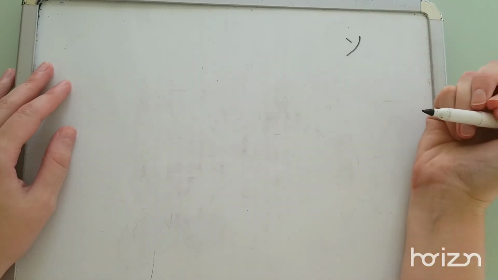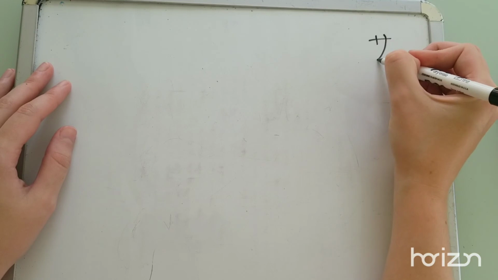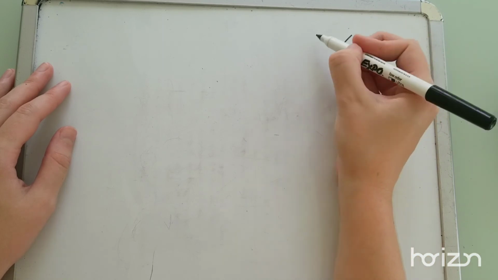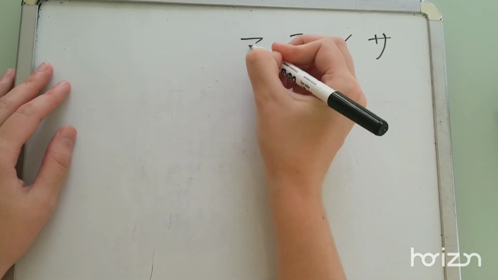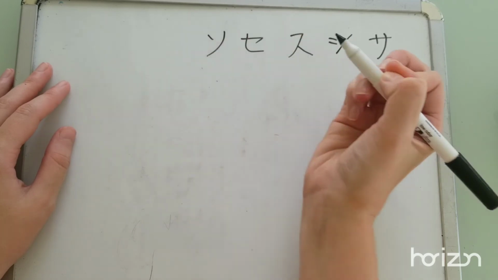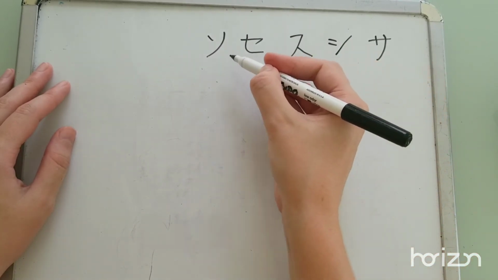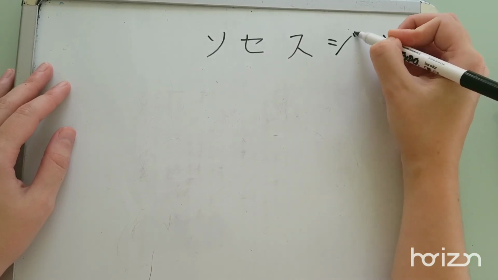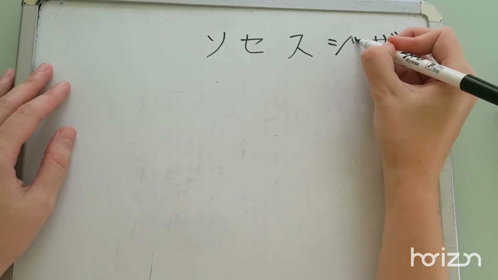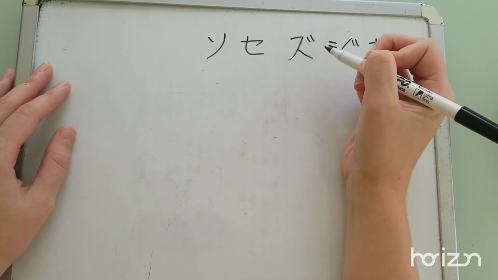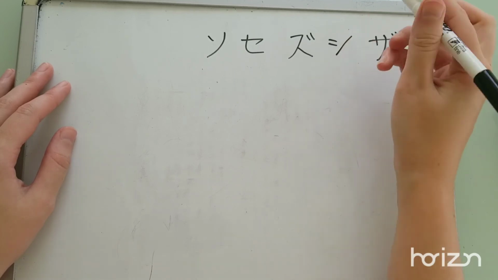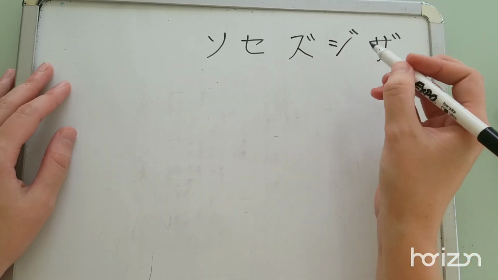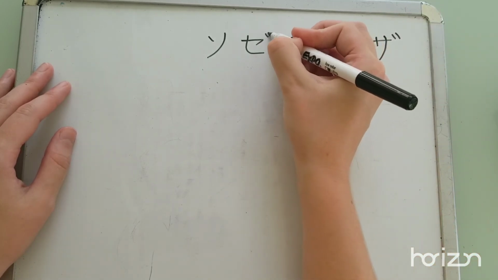So we have sa, shi, su, se, and so. Sa, shi, su, se, so. And of course, just like hiragana, you can do this. Za, ji, zu. Like trying to decide where my dots would go best. I think they go best up there. Za, ji, zu, ze, and zo.